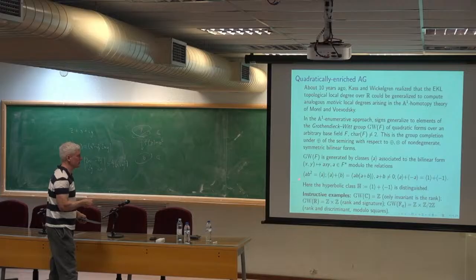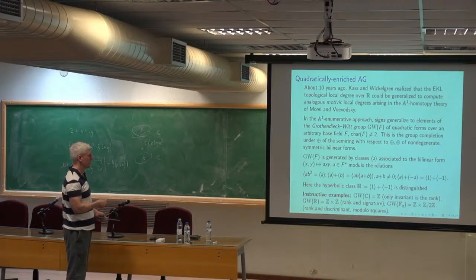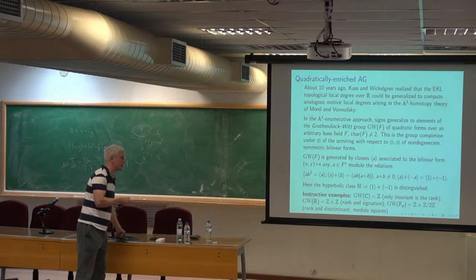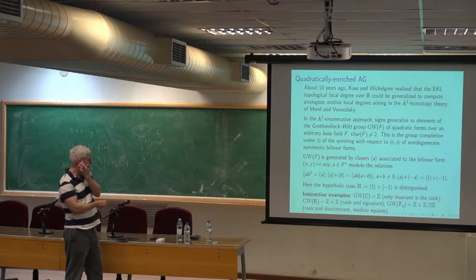And what's interesting about this Grothendieck-Witt group is that it's completely computable. It's known that it's generated by these atomic classes, denoted by A, that are associated to non-zero elements of the base field, according to this recipe. And it has explicit relations that define it. In the story, the hyperbolic class, which is the sum of the two atomic classes 1 and -1, is distinguished and in particular is going to show up in some formulas that I'll show in a minute.